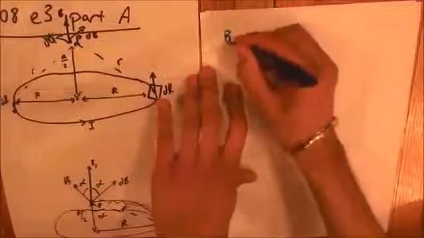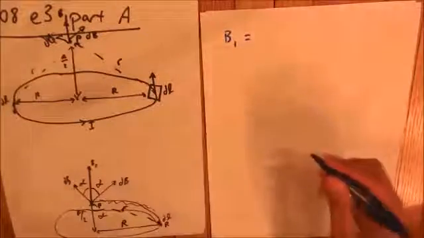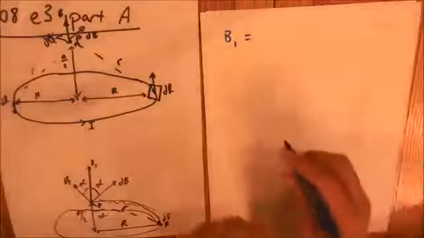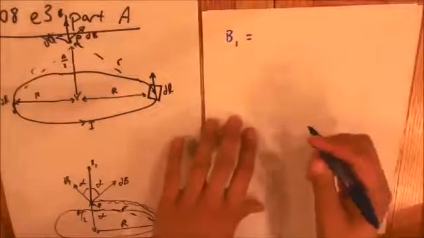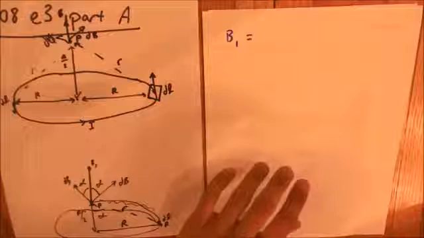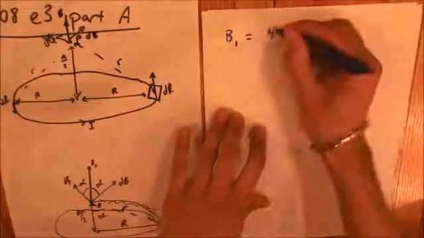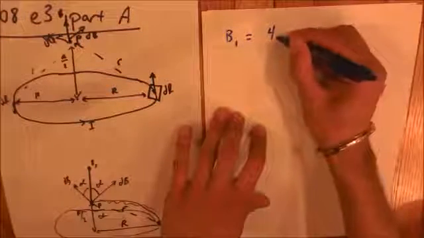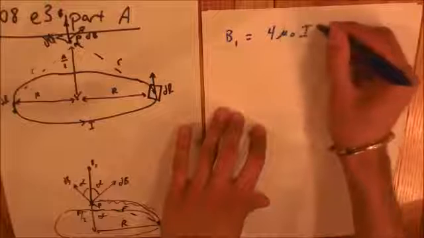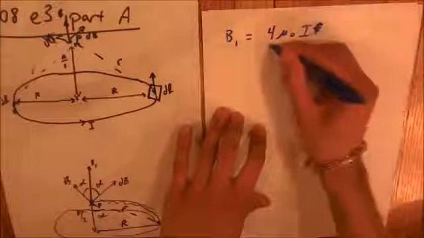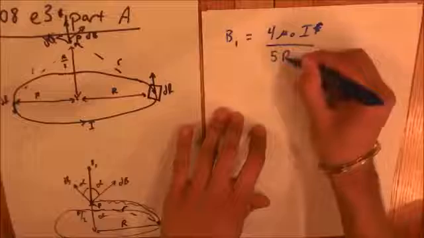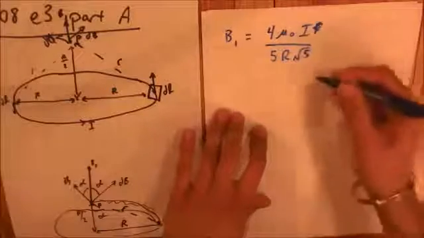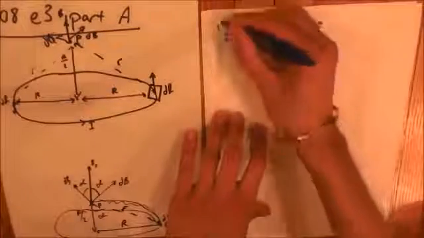Then simplify further, it's all mathematics, and we end up finding that B1 is going to be equal, after simplifying, to 4 times mu naught I over 5 R root 5. And that will be our answer for B1.